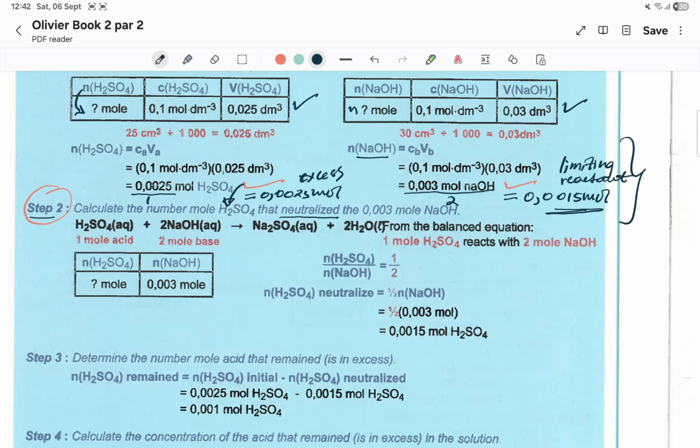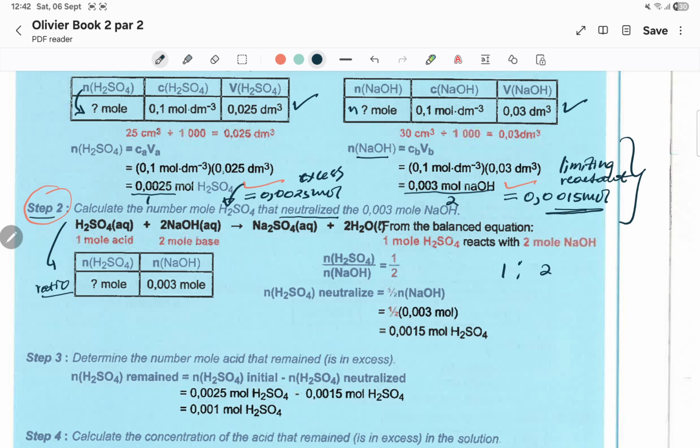So I know the sulfuric acid because 0.025 is more than 0.015. So now the reacted one, I need to use the ratio. So the step number 2 there, now I'm using the ratio. The ratio must be 1:2.